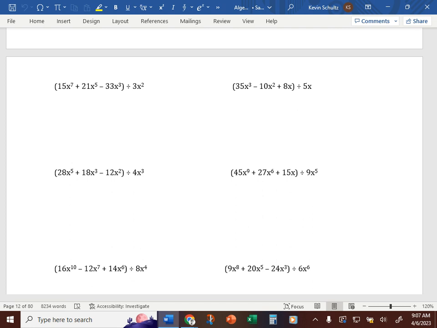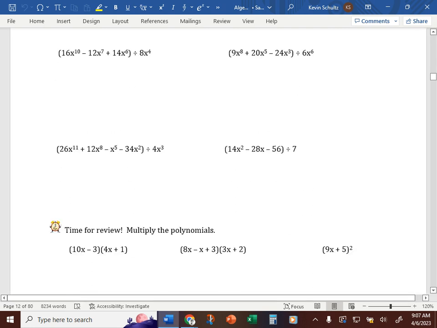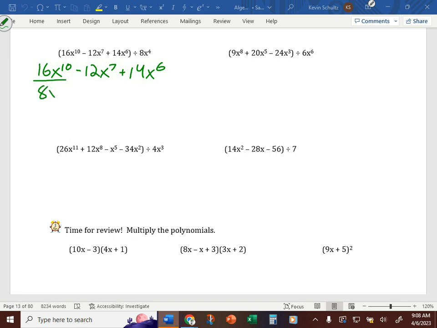16x to the 10th minus 12x to the 7th plus 14x to the 6th, all divided by 8x to the 4th. So again, we're taking each term individually and dividing everything by 8x to the 4th. Okay? Cool. What do we get for that first one?